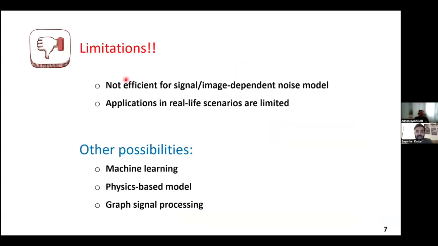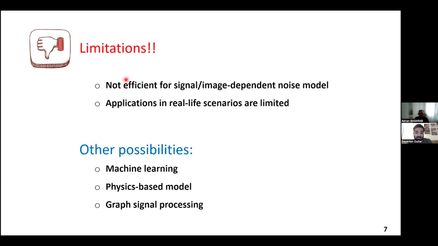But in real life scenarios, for example, for signals and images, the noise effect is signal or image dependent. The traditional methods are particularly designed for the Gaussian model, where the noise is random, so these are not very efficient for a signal-dependent noise model. And in real life cases, for example, in medical imaging or satellite imaging, the noise is almost all the time dependent on the image or signal value. So in that scenario, these standard methods are not very capable of tackling all these things.